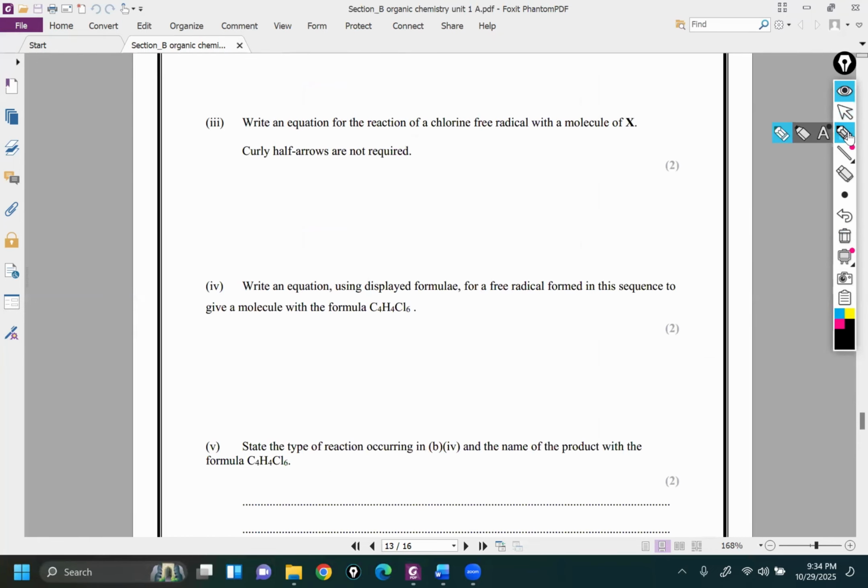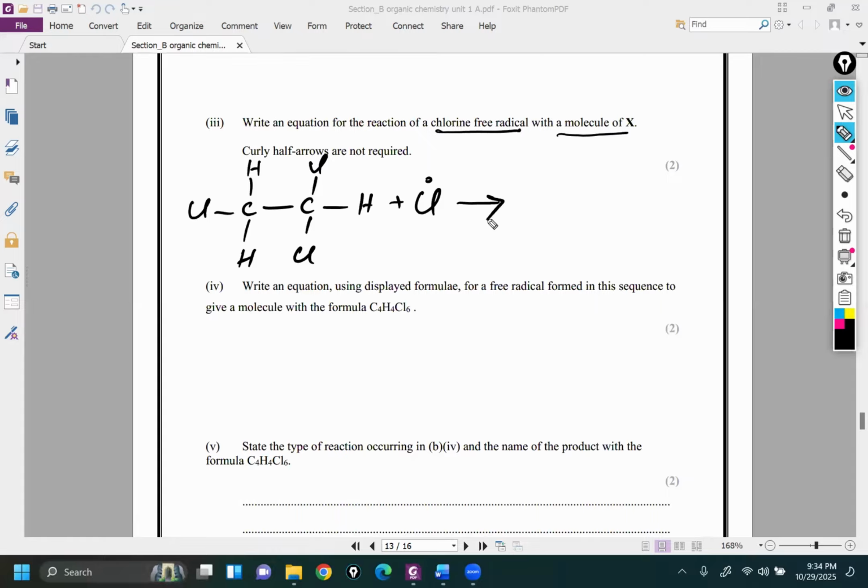Now, write an equation for the reaction of chlorine free radical with the molecule X. The molecule X, this was H, and this is chlorine, and here it was chlorine, chlorine, and this is H, plus the chlorine free radical. Now, as I told you before, chlorine free radical is highly reactive. It will snatch one hydrogen from here. So HCl will form, plus the thing which will remain is a free radical. So this is an easy question. If your concept is clear, follow it and write the correct answer.